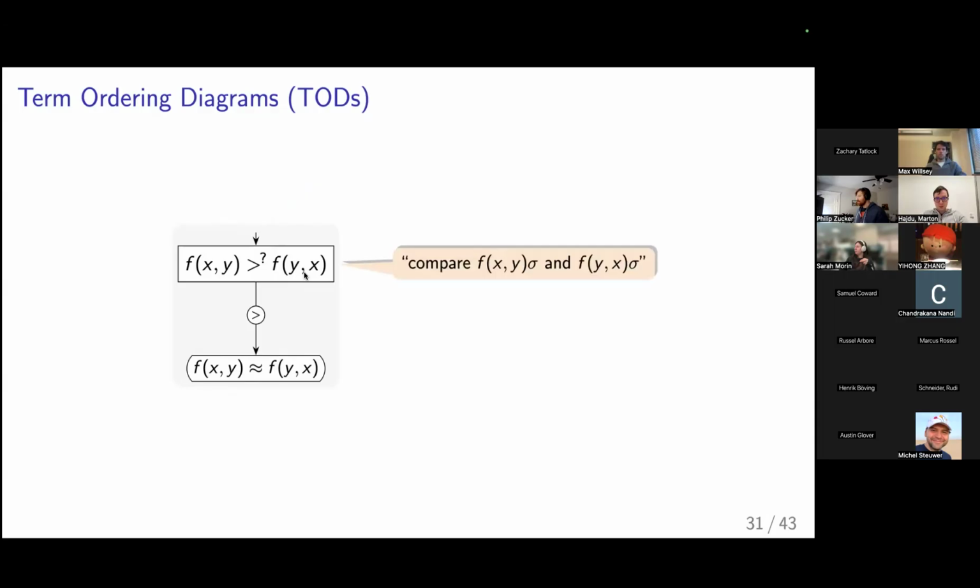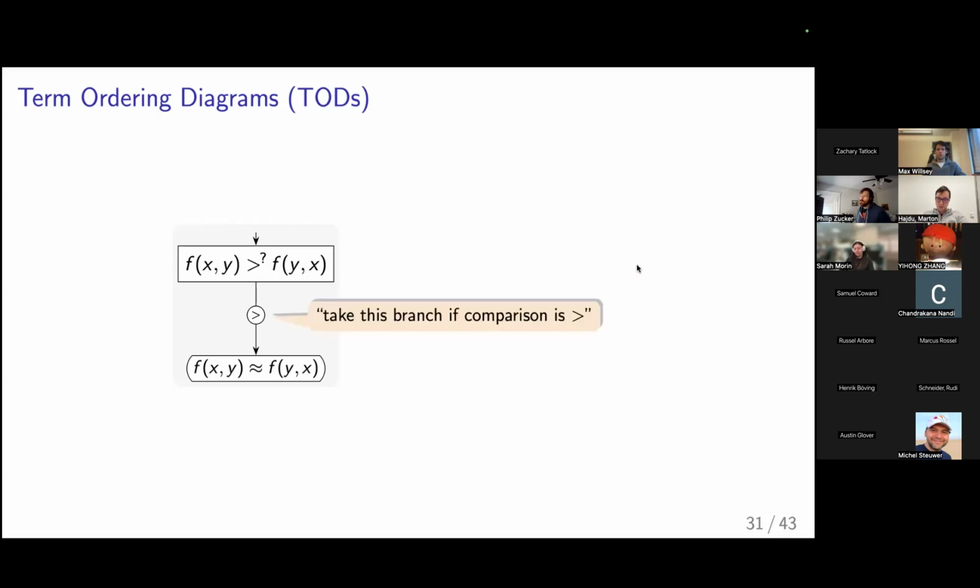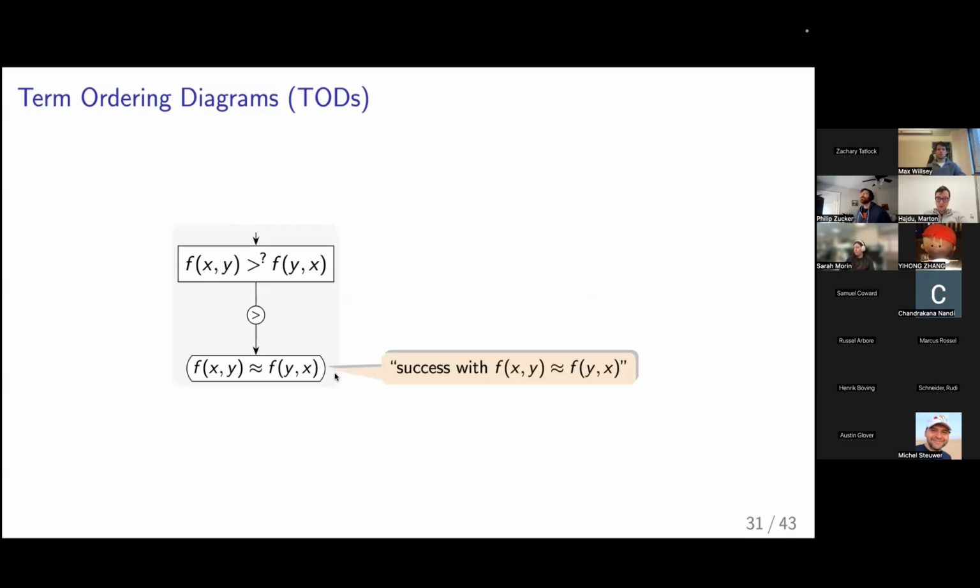We go to this node. This is a so-called term comparison node, and it just means that now we have to compare these two terms with the substitution applied on both of them. And if this comparison gives greater, then we have to take this branch and go to this next node, which is a so-called success node, which gives us this result that now we have succeeded in whatever we are doing.